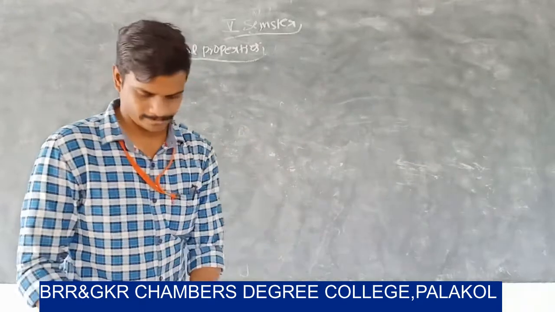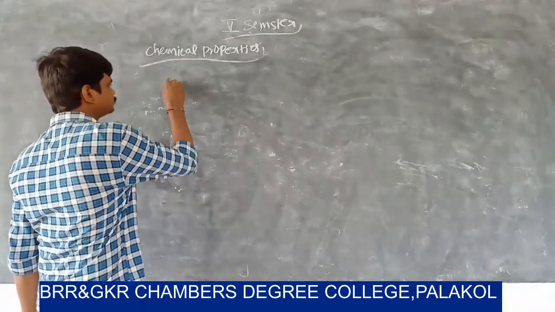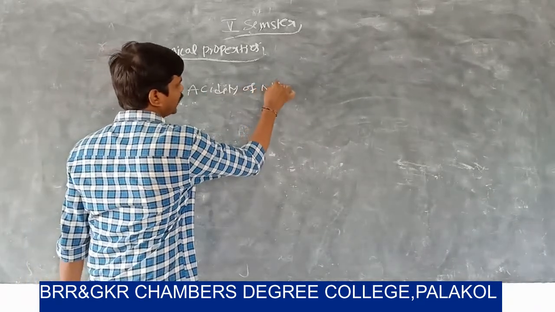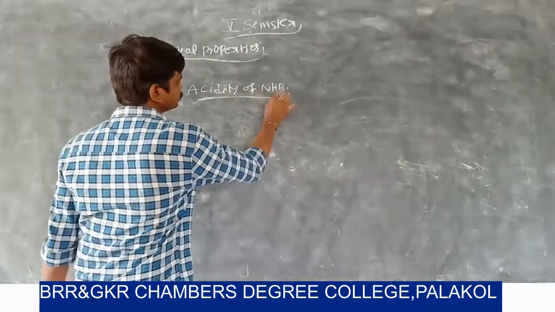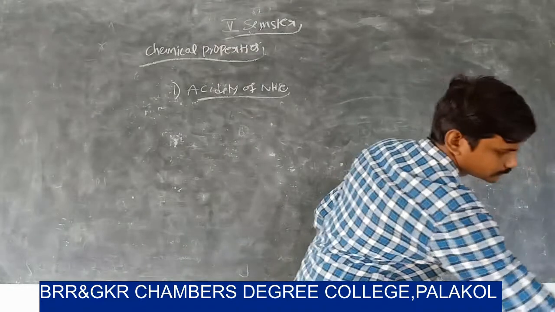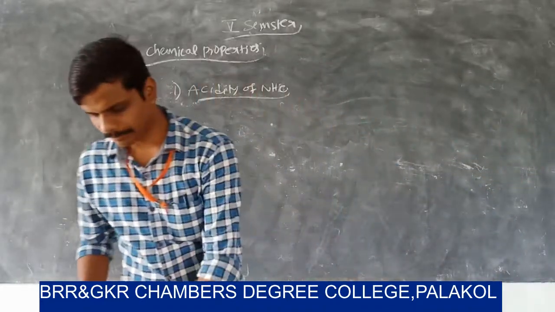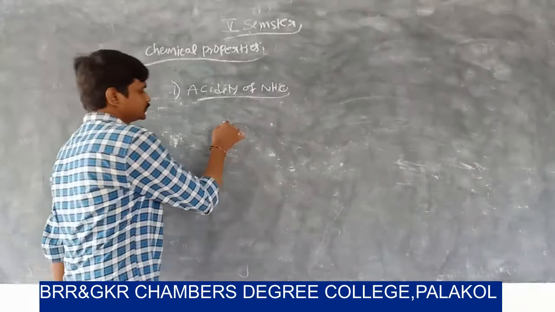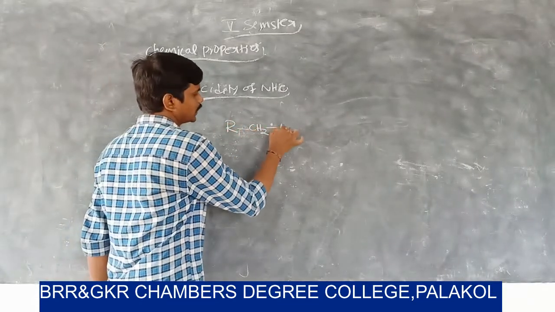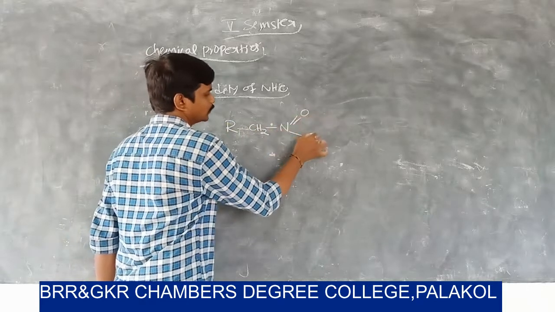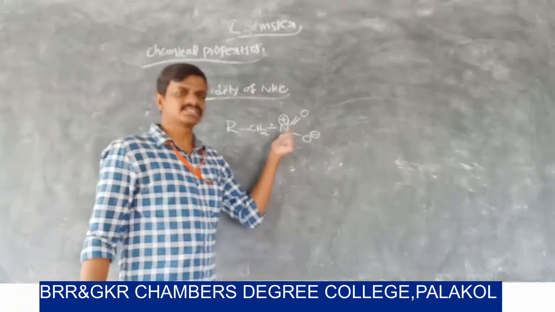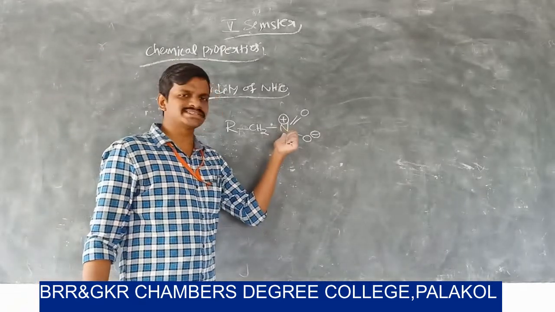The first one is acidity of nitrohydrocarbons. So what is the structure of nitrohydrocarbon? R CH2 N double bonded O minus, and nitrogen carries a positive charge. Here in this nitro group, nitrogen carries a positive charge.